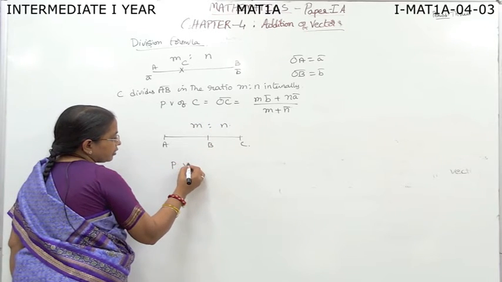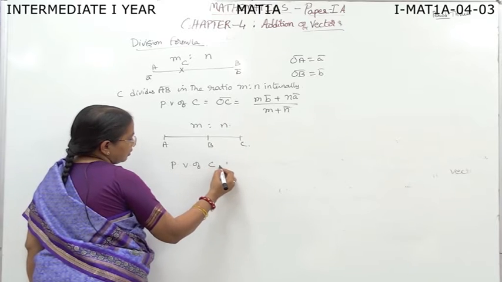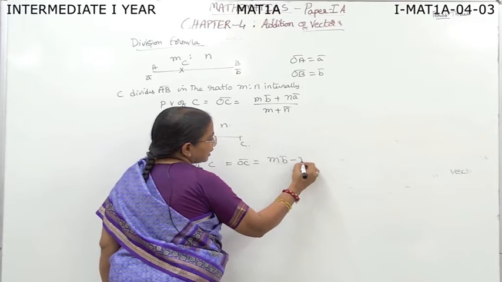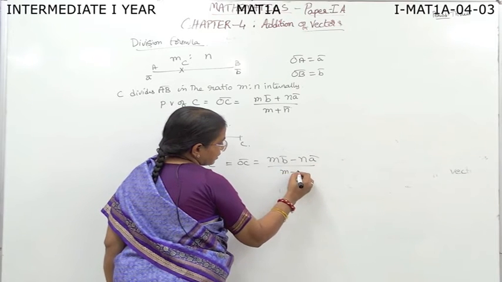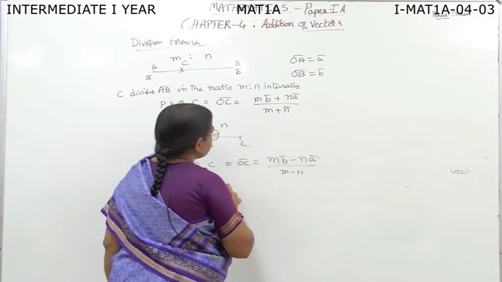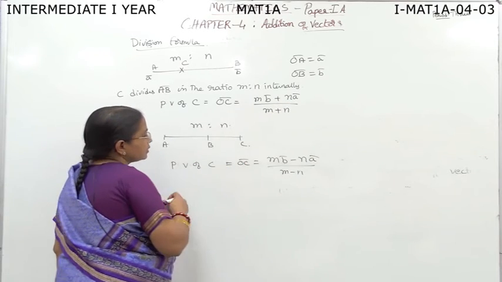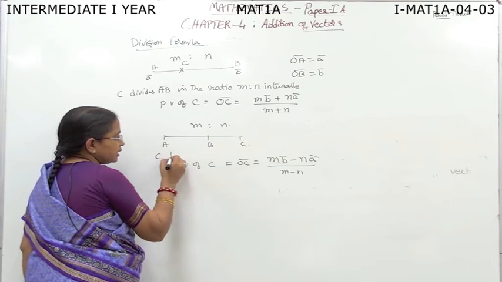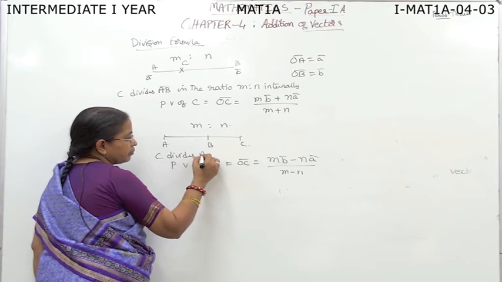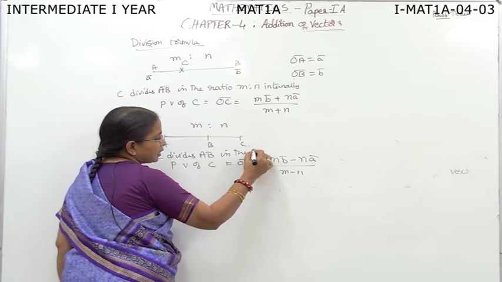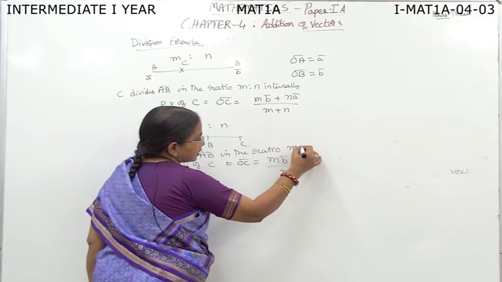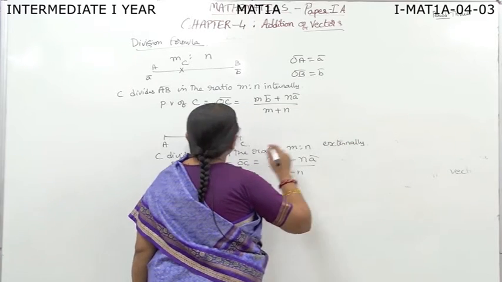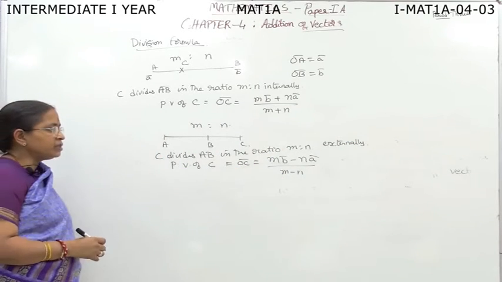Then the position vector of C is given by (mb − na) by (m − n). So this is the position vector of the point C, which divides AB in the ratio m is to n externally. So in that case, the position vector of C is given by this formula.